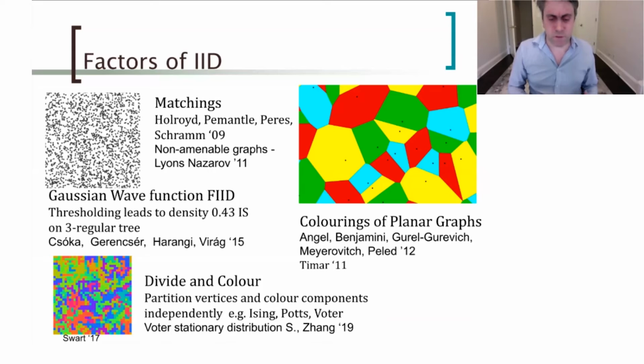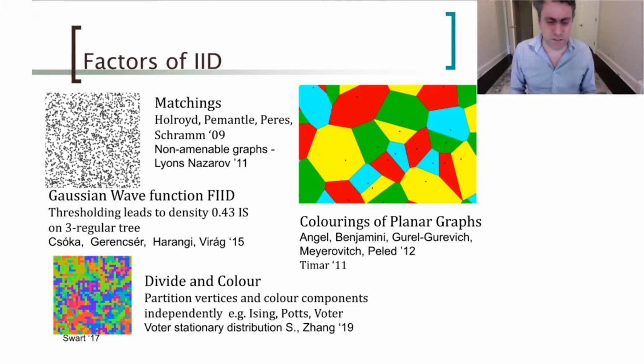But if you end up with infinite components, you can't do this. There's no way, in general, of choosing and assigning one fixed vertex when you have an infinite number of them. So Steif's question was, can you come up with natural examples of divide and color models that have components that are infinite that can be realized as a factor of IID?